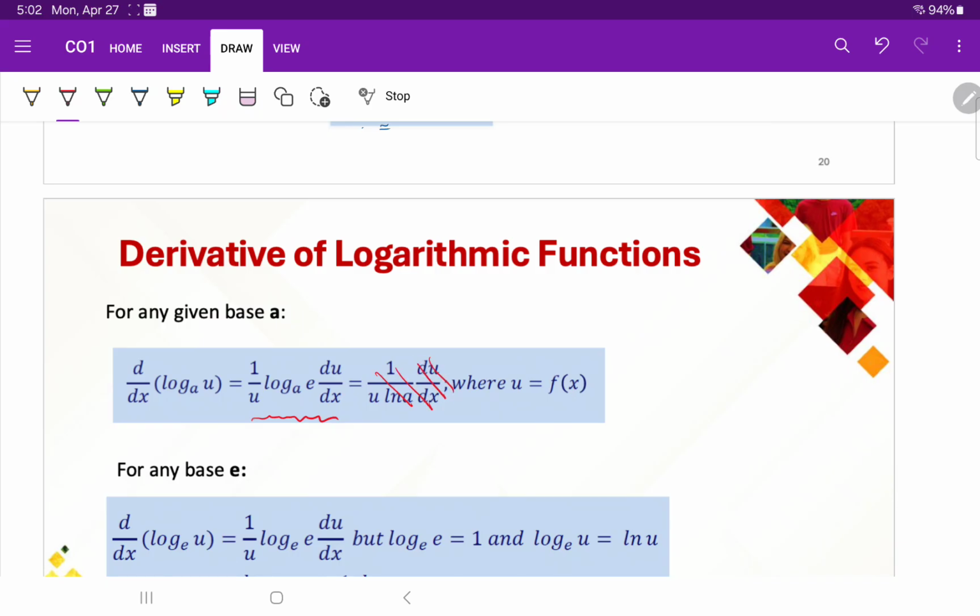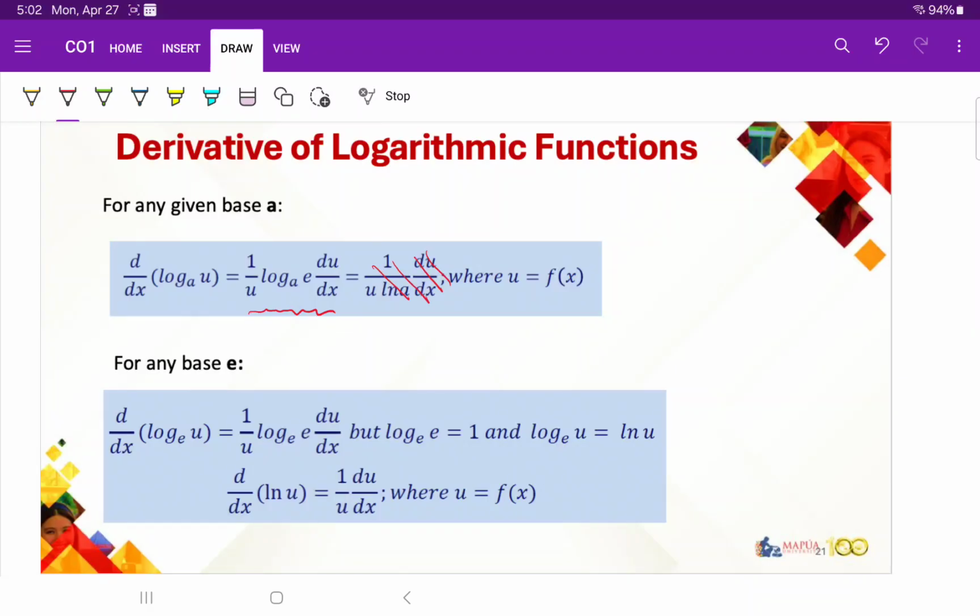You may not use this anymore. So, the derivative of log of u to the base a is 1 over u log of e to the base a du dx, where u is a function of x. Now, if you have the base e, it's the natural logarithm. So, instead of log of e to the base u, you could just simply write it as ln of u. And because this will give you 1, it simplifies into 1 over u du dx, where u is a function of x.